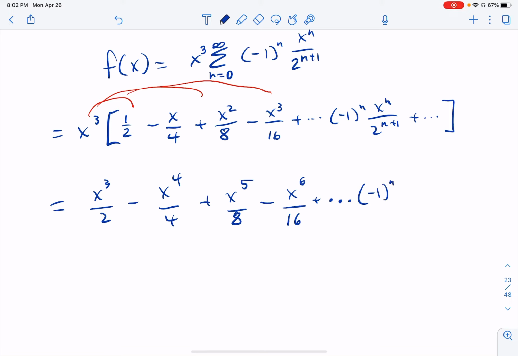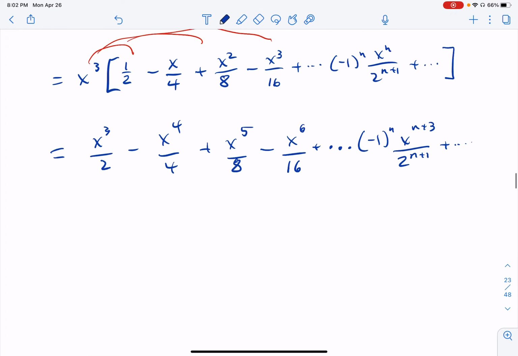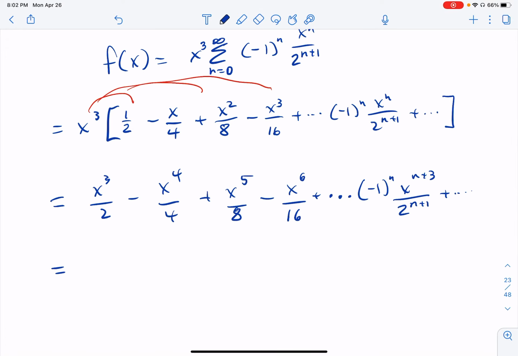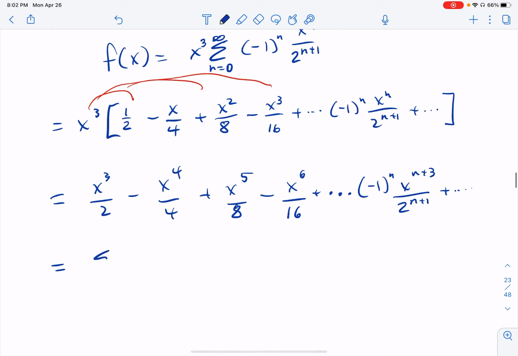Okay. -1 to the nth. And then this would also get multiplied times this x to the third power right here, which is x to the, I'd have to add the exponents, so x to the n plus 3. It doesn't affect the 2 that's on the bottom, plus 1 plus dot, dot, dot. All right, so what that means is that our power series is actually the summation from n equals 0 to infinity, -1 to the n, x to the n plus 3 power over 2 to the n plus 1.